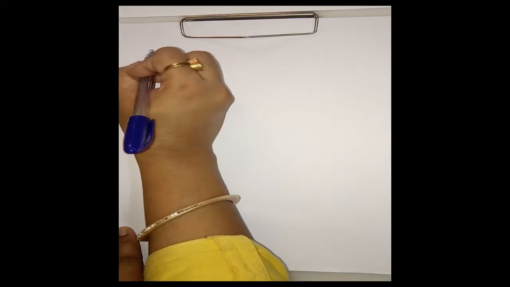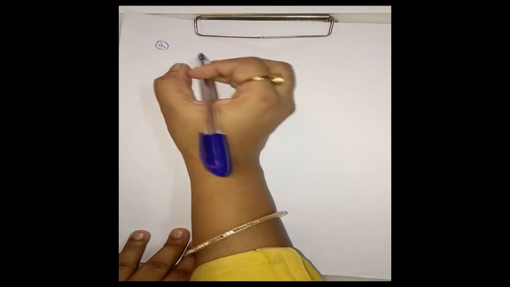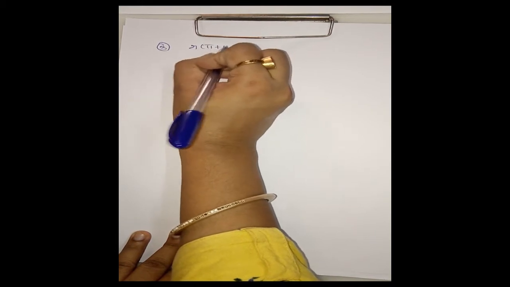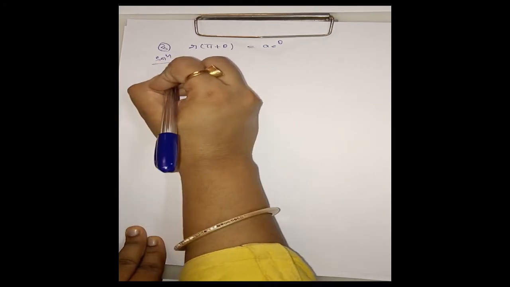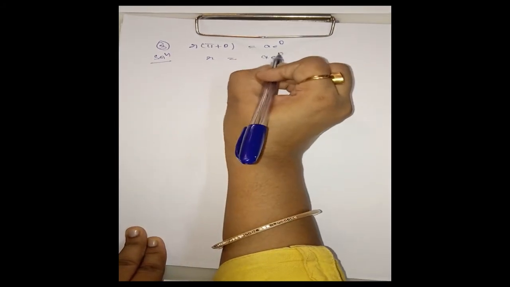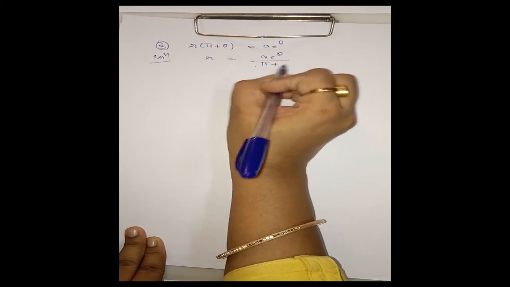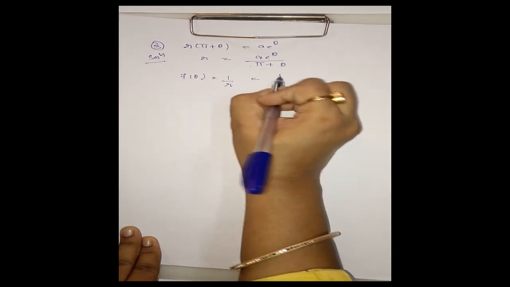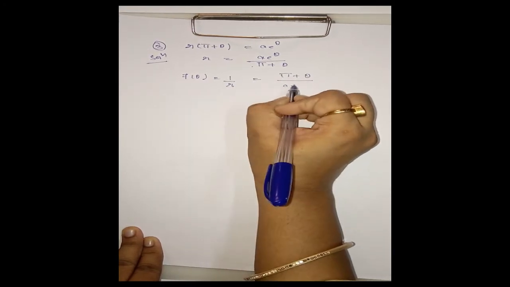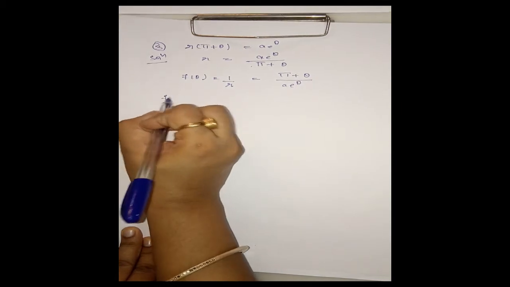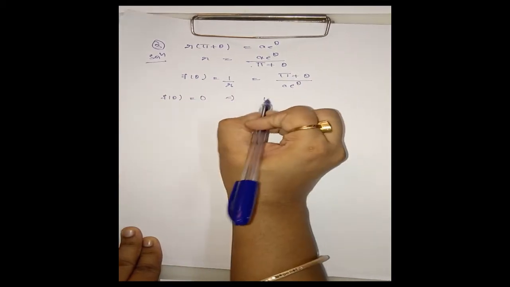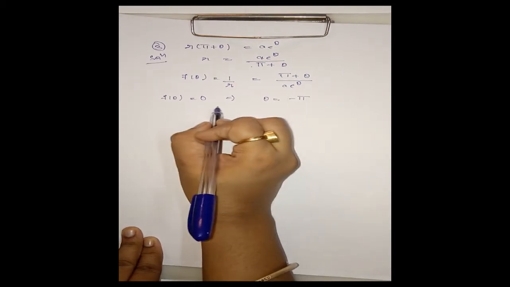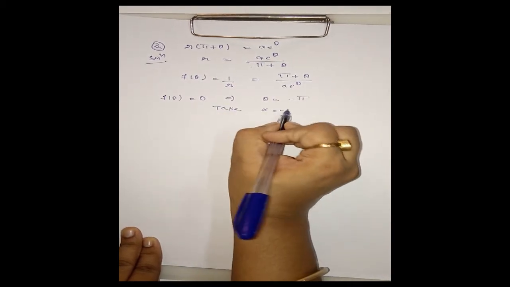We consider the next example 3. r(pi plus theta) is equal to a e^theta. Solution. Now r is equal to a e^theta upon (pi plus theta). f theta is equal to 1 by r is equal to (pi plus theta) upon a e^theta. Now f theta equal to 0 will give us theta is equal to minus pi. Take alpha to be equal to minus pi.